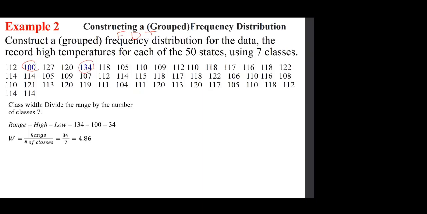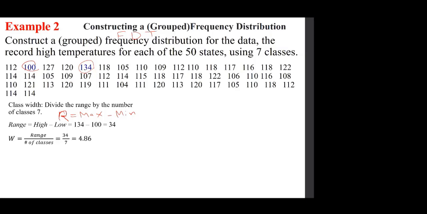First and foremost, we find the smallest, we find the largest. Then the difference is called the range. And the range, sometimes we just write R equals max minus min, or high minus low. The largest value minus the smallest. So the width is 4.86.